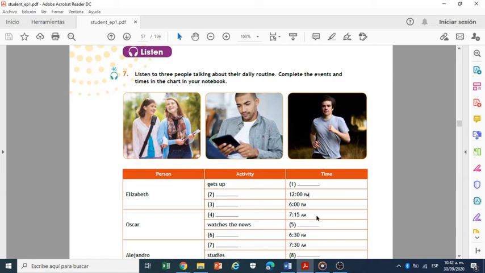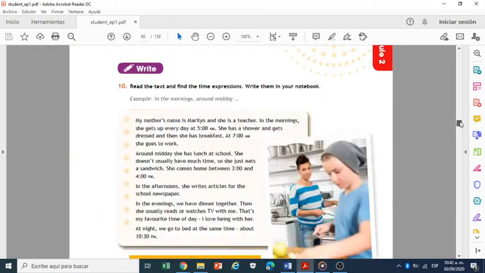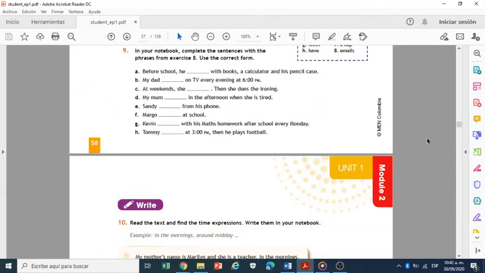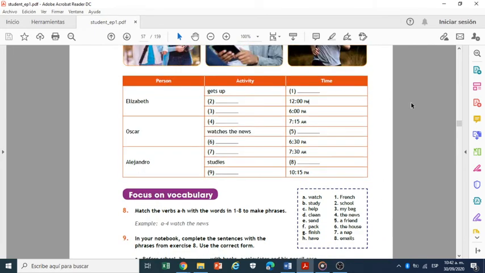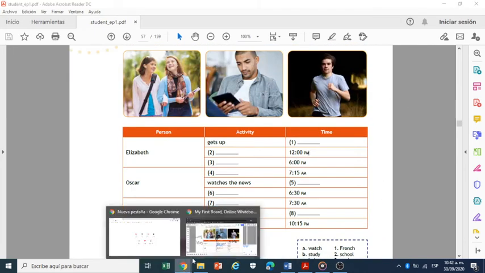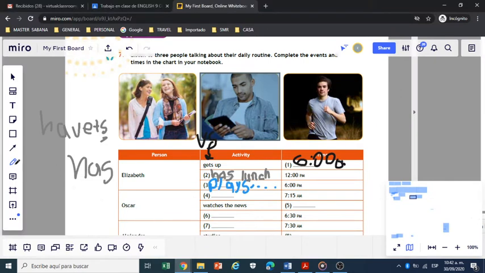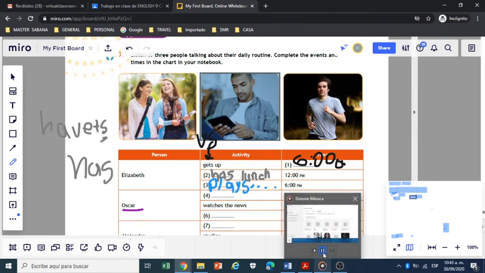I return home to do homework and chat with my parents. 2. Oscar. Hi, I'm Oscar. I'm a teacher. I usually get up very early because I have classes at 7:30 a.m. Before work, I have a shower, brush my teeth, and watch the news. I don't have breakfast at home. I go to work at 7:15.